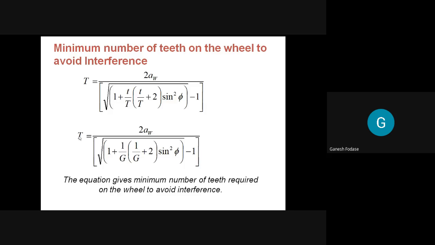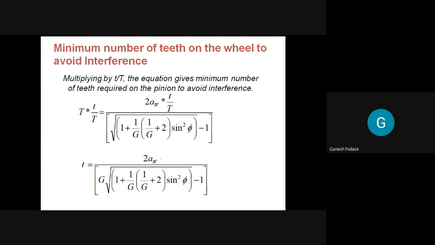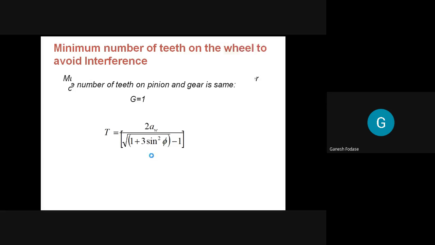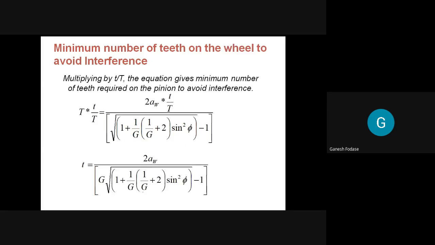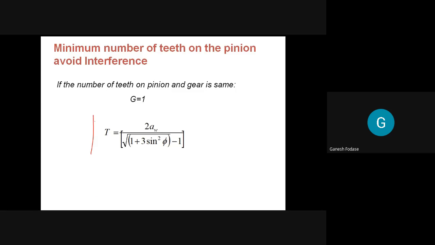Finally, we will obtain the expression for the minimum number of teeth on the wheel to avoid interference. So till now we have discussed the expression for the minimum number of teeth on the pinion and wheel to avoid the interference. Further, you can put the value of G, that is gear ratio, equal to 1. If I put G equal to 1 in the expression for capital T, then we will obtain this expression. So this is the simplified equation for the minimum number of teeth on the wheel.